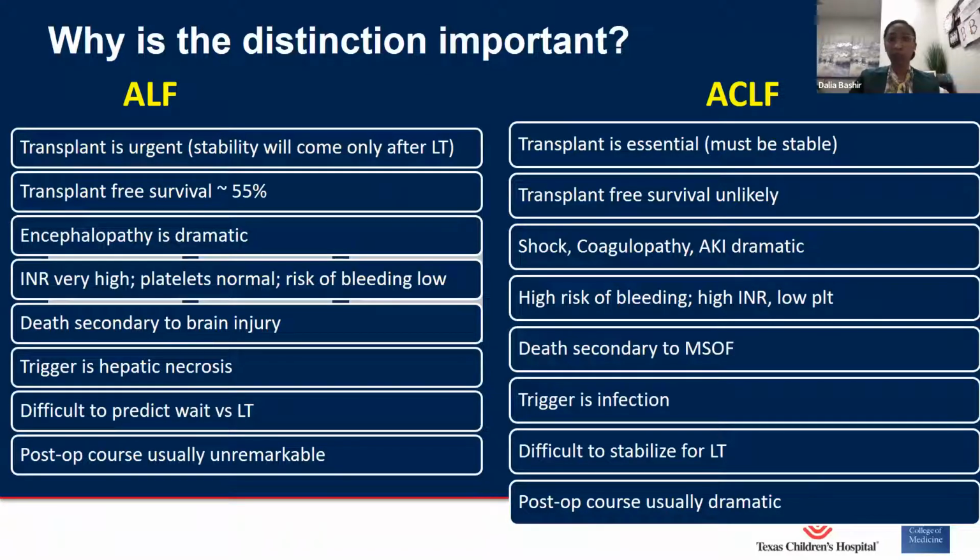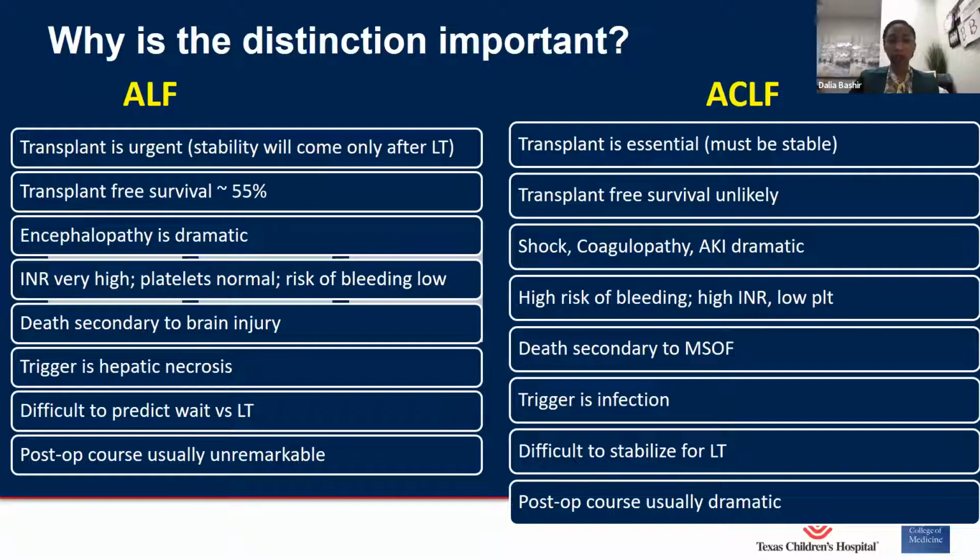Well, in acute liver failure patients, transplant is urgent, but they do have an ability to recover. Their transplant-free survival is about 55%. Their encephalopathy may be dramatic and INR may be high, but their bleeding risk may be lower. Their death is usually secondary to brain injury, and the trigger is usually hepatic necrosis. It's difficult to predict their weight for recovery versus whether they'll get liver transplanted, and their post-operative course after transplant is usually unremarkable.